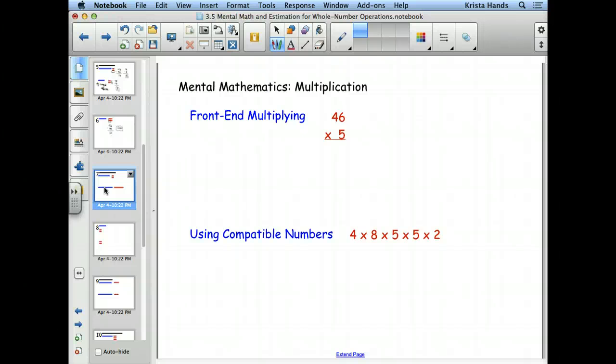The first one is called front-end multiplying. So what you do with front-end multiplying is you multiply the first digit, like this is the number 46, so the first digit is the 4, and you recognize that 4 actually means 40. So you take the 4, understanding that 4 means 40, and you multiply it by the single digit 5 that this whole thing's being multiplied by. So what's 40 times 5? 200.